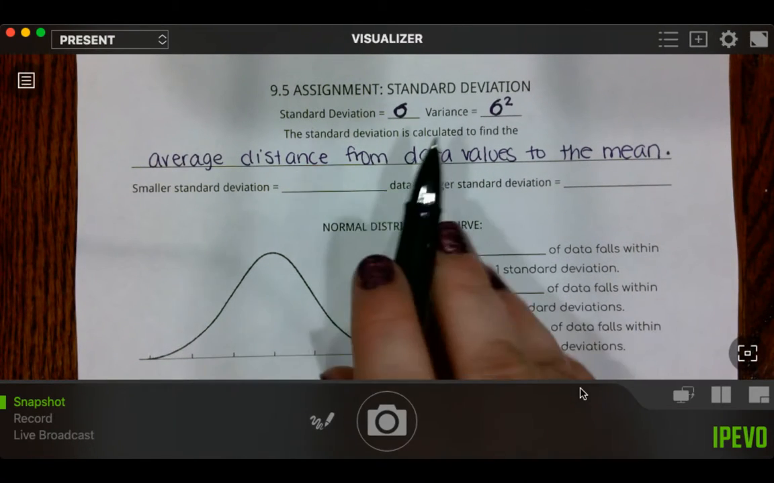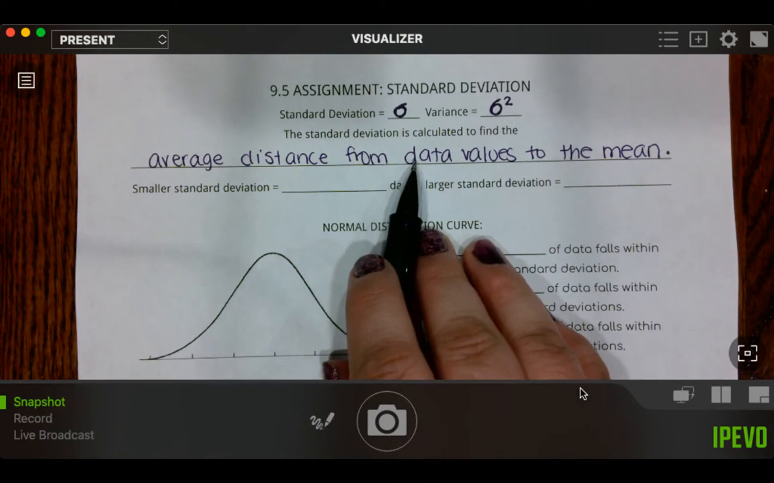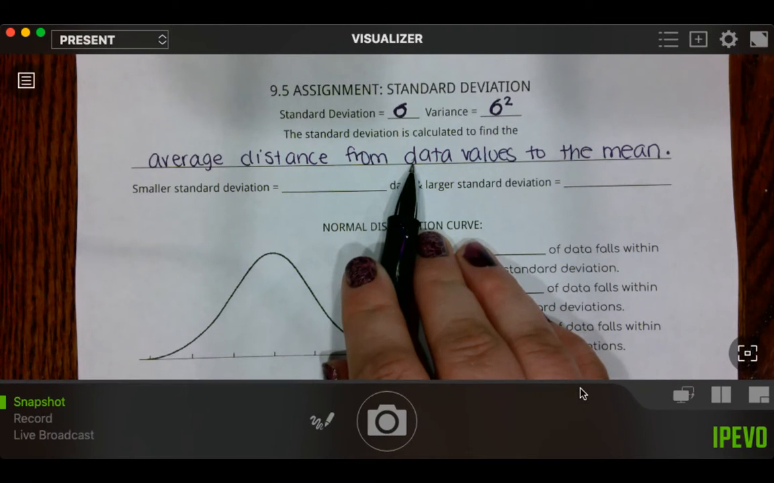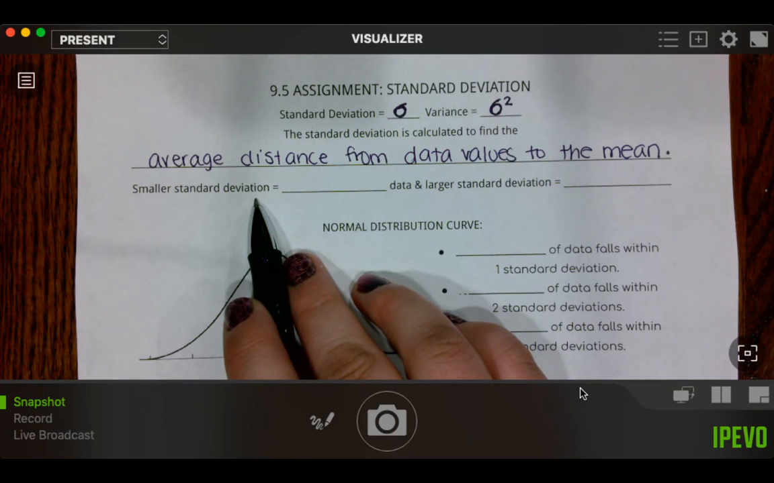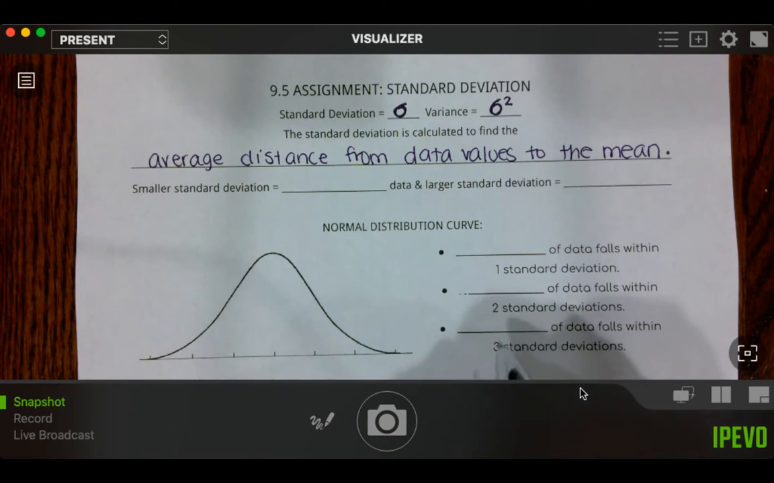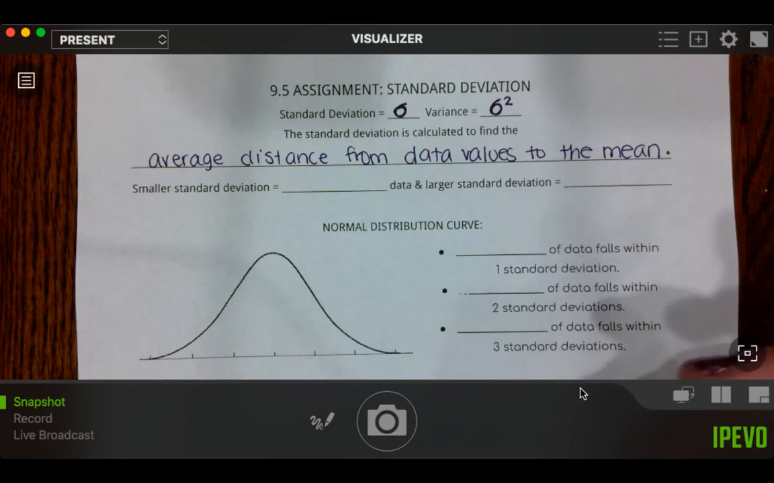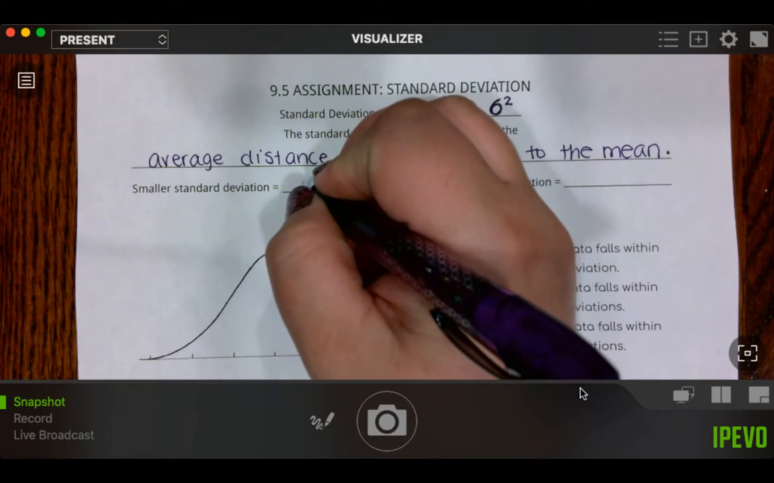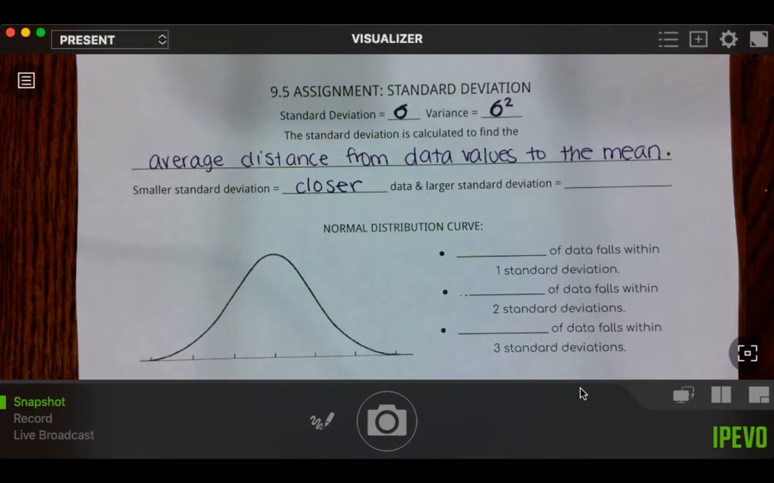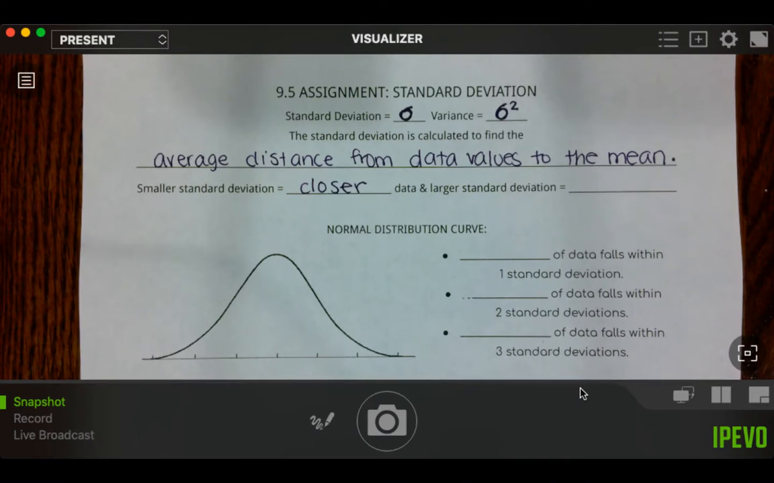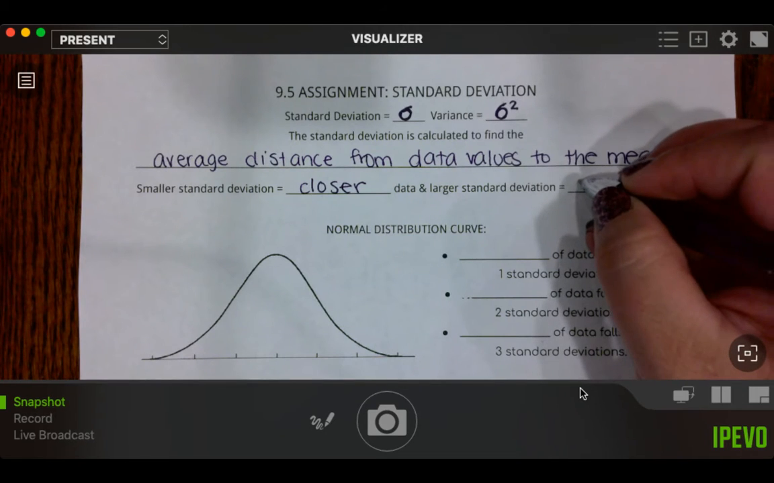So basically, the number that we're finding is how far most of the numbers we have are away from the mean. A smaller standard deviation, like say 2, means that the numbers are all within 2 of the mean. So if it's a smaller number, that means that you have closer data. And if you have a large standard deviation like 10, that means most of the data values are 10 away from the mean. That's pretty far. So that's really spread out.